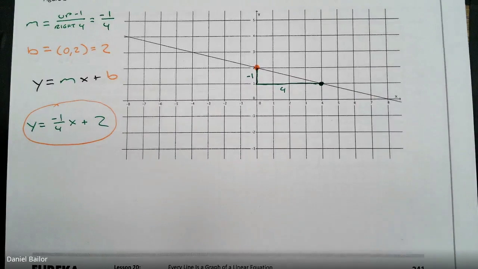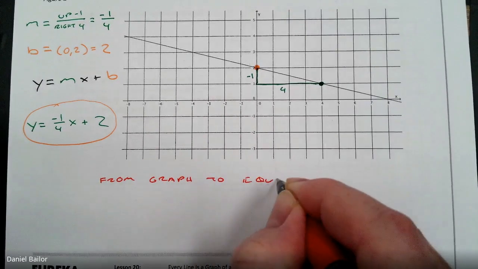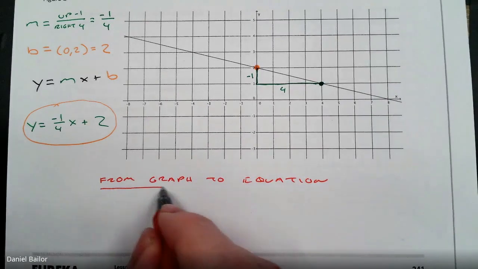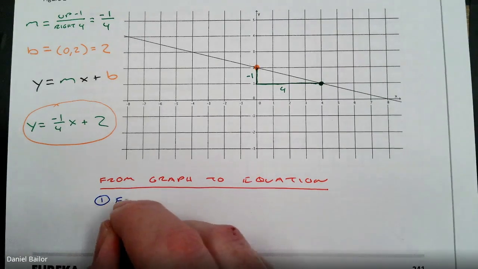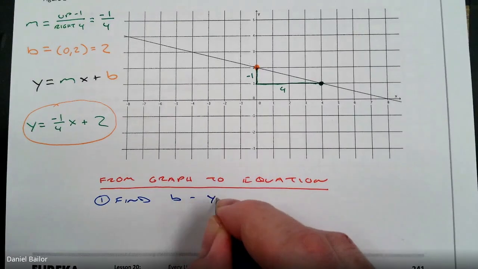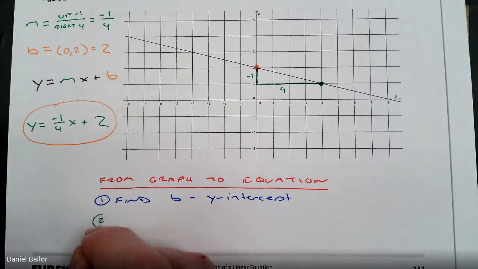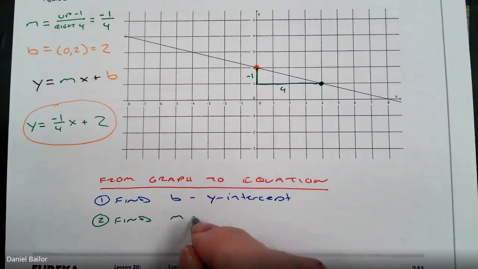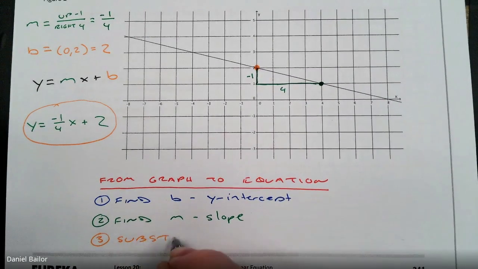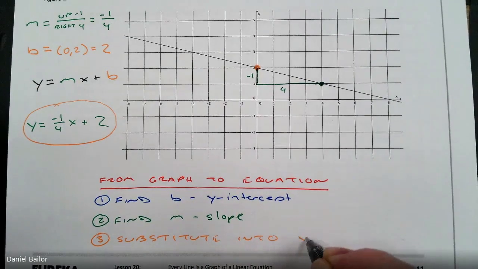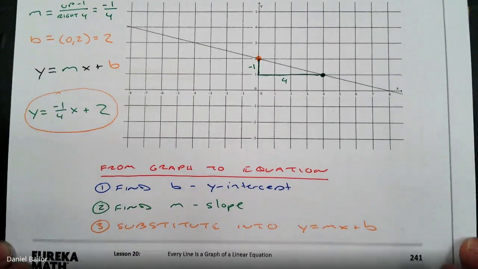So, from graph to equation is really just, well, we can call it 2 steps, you can call it 3 steps. Let's call it 3 steps. From graph to equation, step 1: find b, the y-intercept. Step 2: find m, the slope. Step 3: substitute into y equals mx plus b form, slope-intercept form. Those are the 3 steps to go from graph to equation.